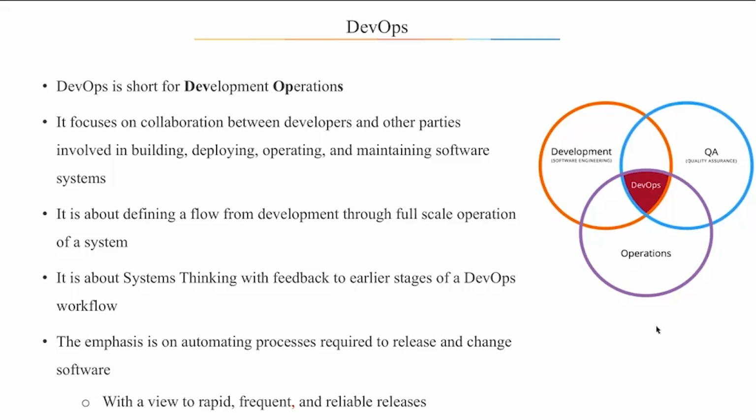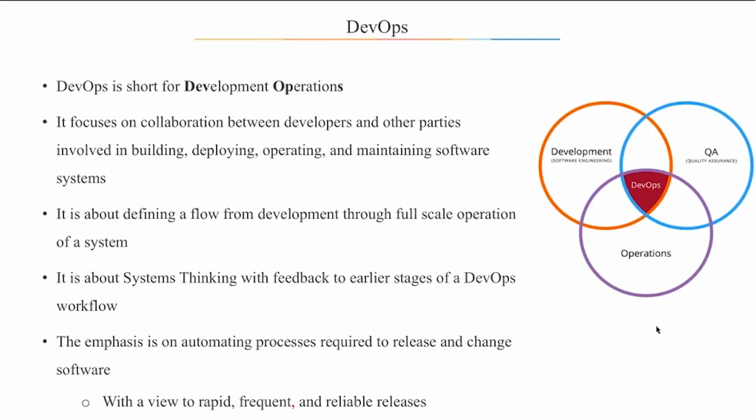So whenever you begin to see inconsistent things happening, that's an indication that you have a problem. All right? So you have to define how you're going to move from development over to full-scale operations. DevOps is also about systems thinking with feedback. I think we kind of talked about that a little bit. But with systems thinking and feedback, the goal is to provide that a little further up front so that you can work through those issues.